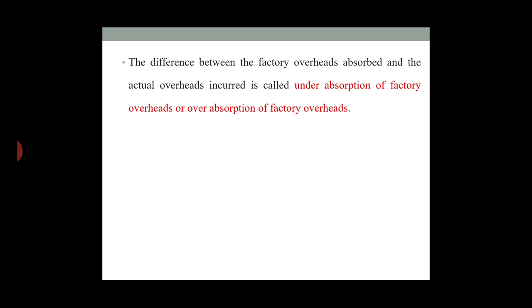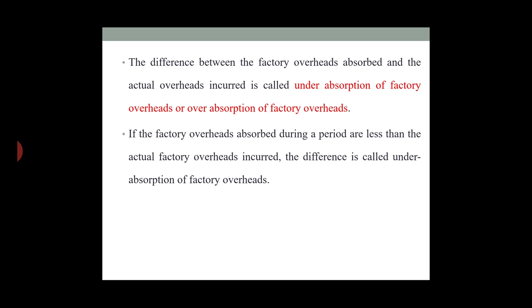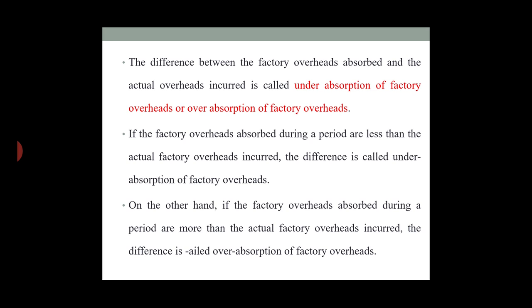The difference between the factory overhead absorbed and the actual overhead incurred is called under absorption or over absorption of factory overhead. If the factory overhead absorbed during the period is less than the actual factory overhead incurred, the difference is called under absorption of factory overhead. On the other hand, if the factory overhead absorbed during the period is more than the actual factory overhead incurred, the difference is called over absorption of factory overhead.